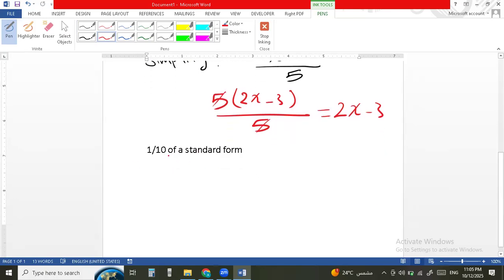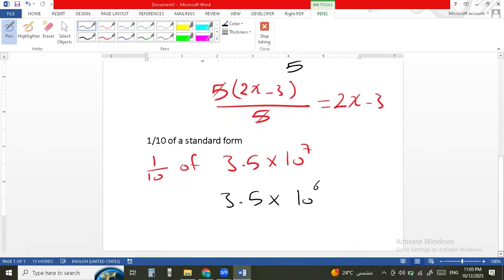All right. The last thing that I need you also to revise is how to get 1/10 of a standard form. So if I say to you 1/10 of, let's say, 3.5 times 10 to the power of 7, how do you get 1/10 of the standard form? We agreed before that you just reduce the power by 1. This is how we get 1/10 of a standard form. So it's going to become 3.5 as it is exactly, but times 10 to the power of 6.